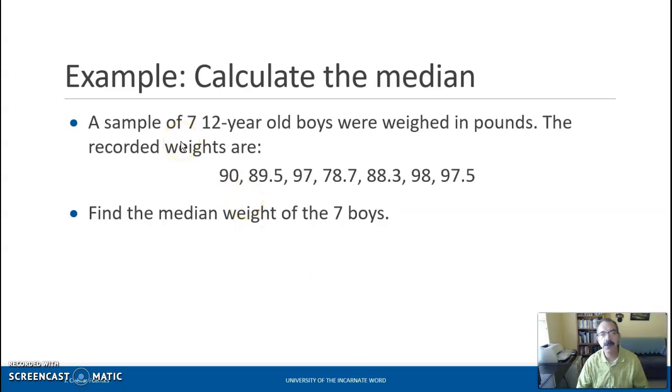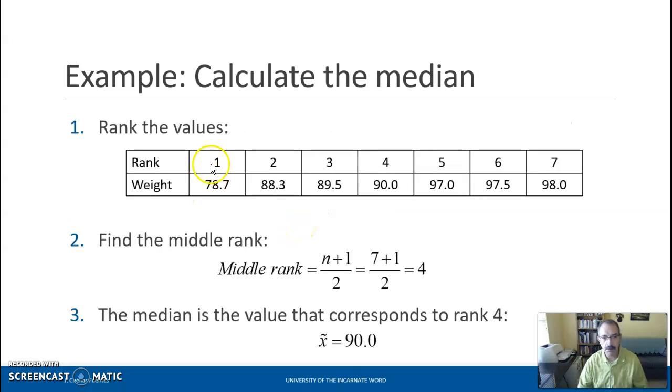All right, so here's another example. This is an example of 7 twelve-year-old boys who were weighed in pounds. The weights are right here, and they're asking us to find the median of these 7 boys. As before, the first step, rank the values from smallest to largest, and then you assign a rank to each of them. Then you compute the middle rank. The number of observations here is 7, plus 1 is 8, divided by 2 is 4. So the median is the value at rank 4, right here, 90.